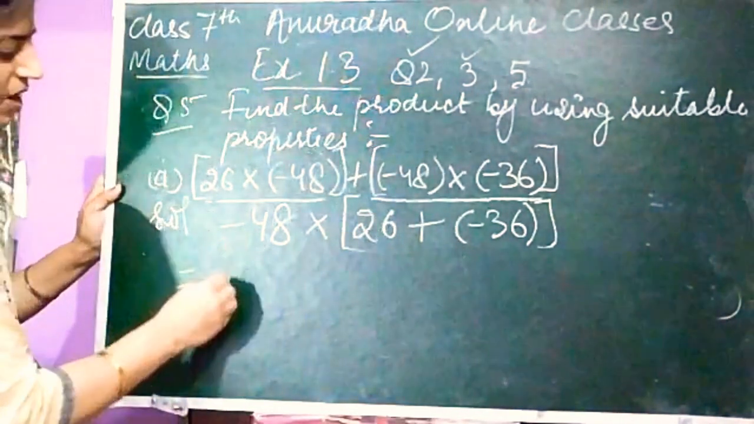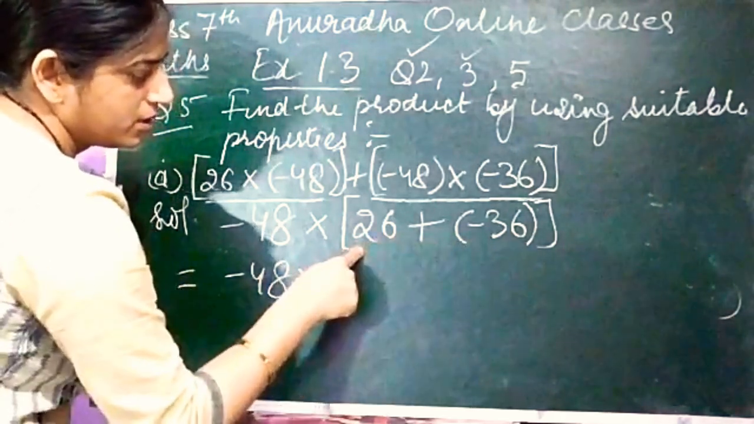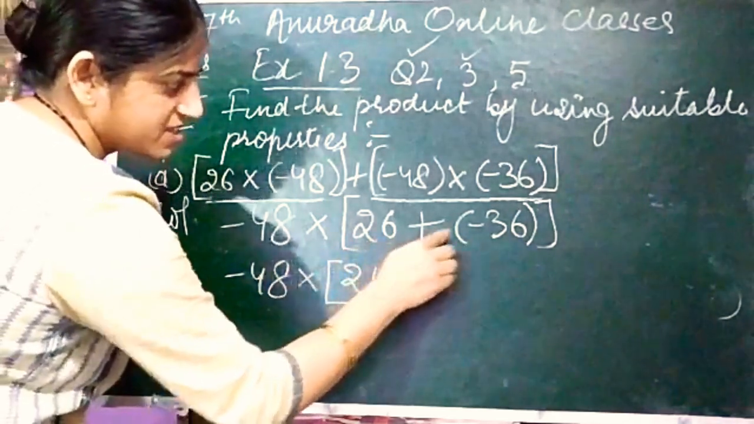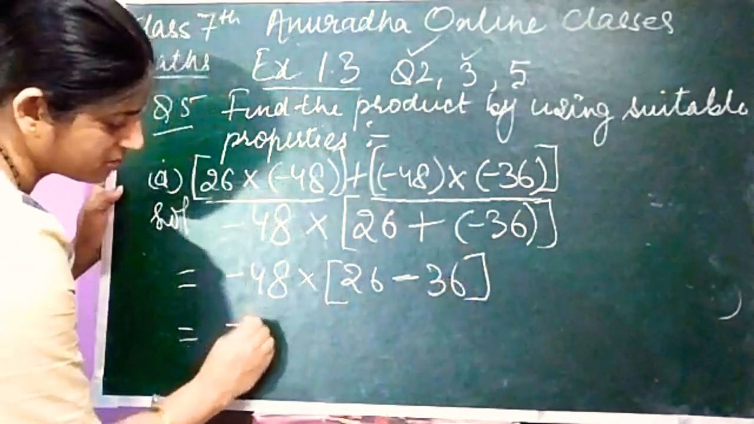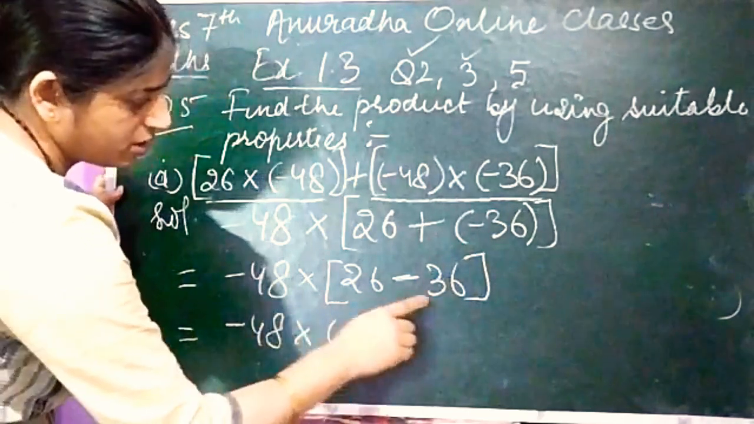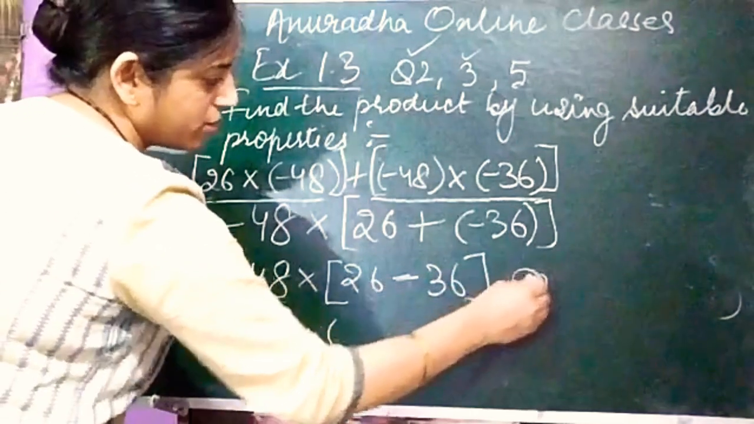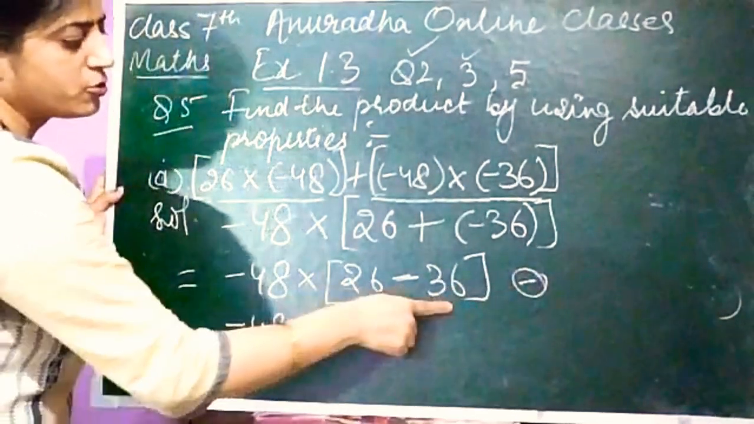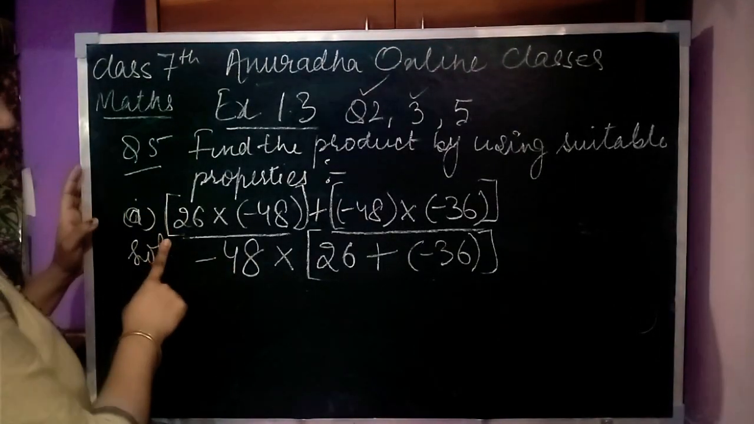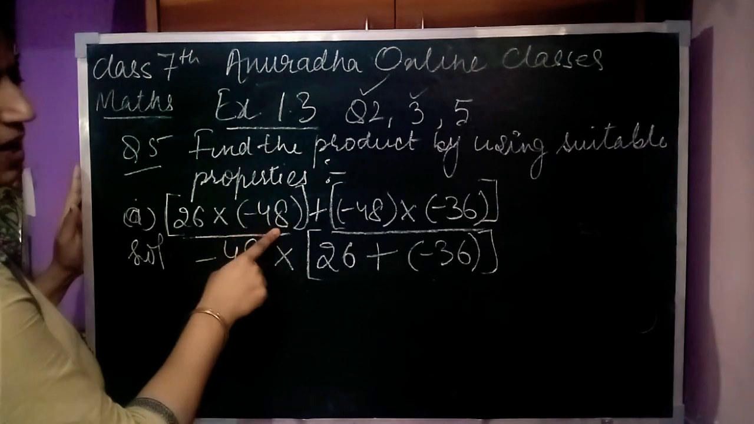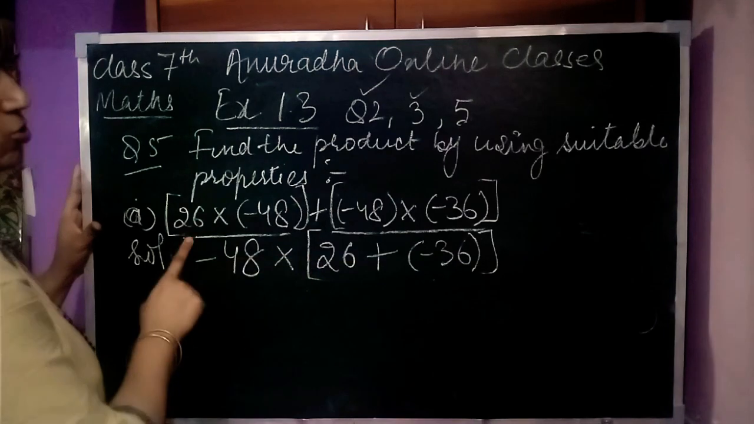Let us see, minus 48. So write down minus 48 into 26 plus minus 36, right? Then minus 48 into, now see, 26 minus 36, this is plus and minus. Plus minus, what you have to do? You have to do minus. And which sign you have to put? Which is the greater number? 36. So children, again look at this question. 26 into minus 48 plus minus 48 into minus 36, right? So which property?